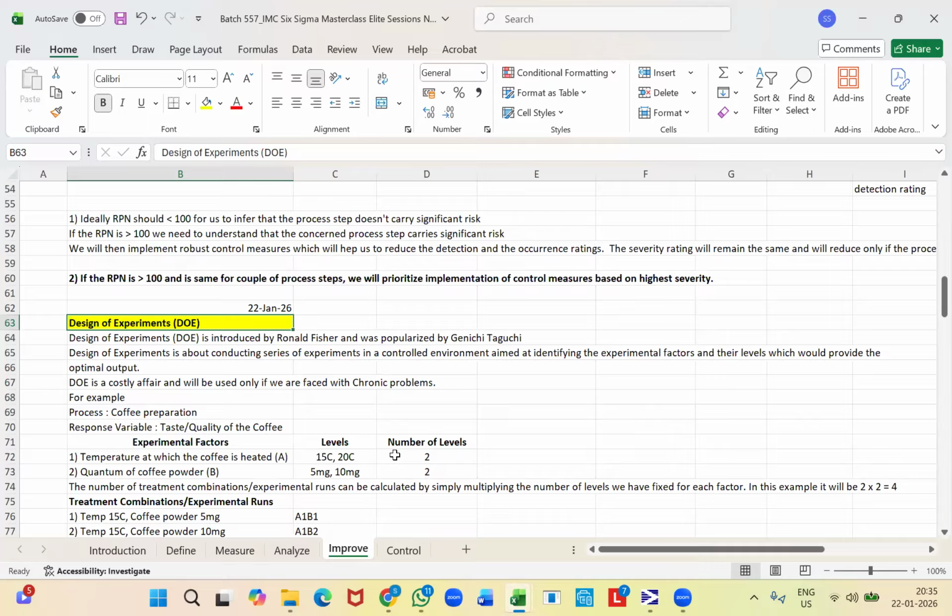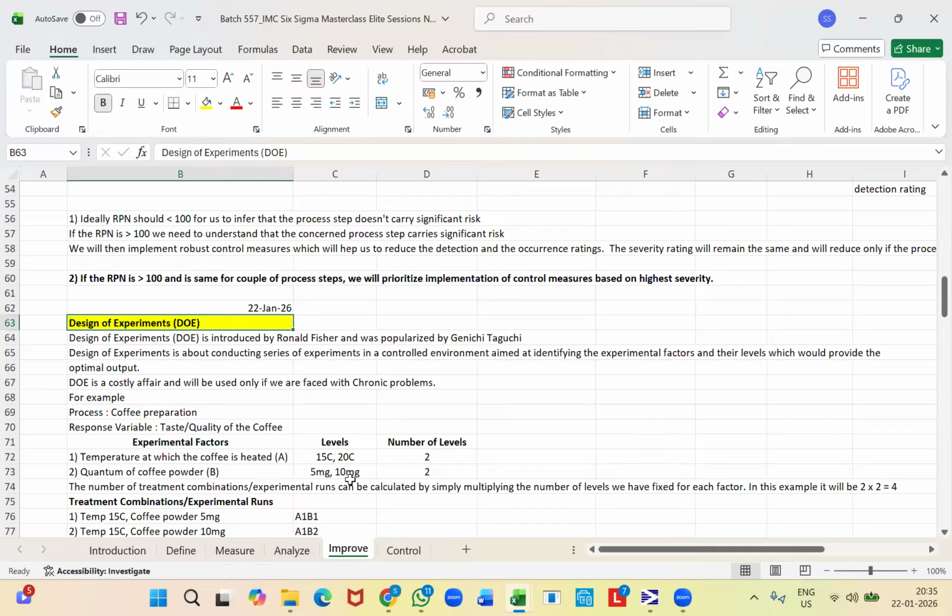When we conduct the experiment, we need to have a minimum of two experimental factors. We can have any number of experimental factors, but a minimum of two. And once I have identified the experimental factors, the next step would be to identify the levels for these experimental factors.